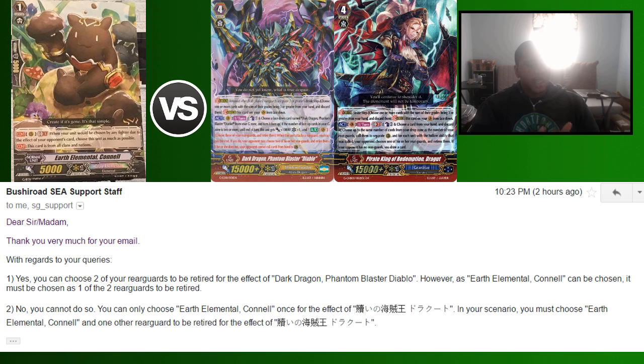To number one, yes, you can choose 2 of your rear guards to be retired by the effect of Phantom Blaster Diablo. However, as Earth Elemental Connell can be chosen, it must be chosen as one of your 2 rear guards to be retired. And in regards to Dragoot, it said no, I cannot choose Connell twice. It says you can only choose Earth Elemental Connell once for the effect of Dragoot. In your scenario, you must choose Connell and then 1 other rear guard to be retired.